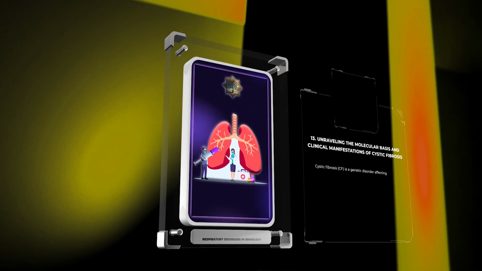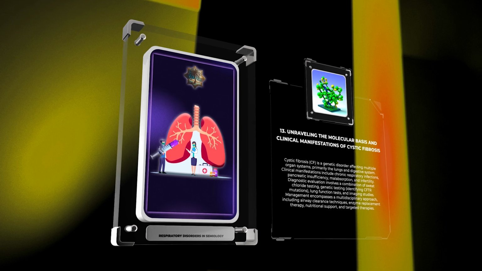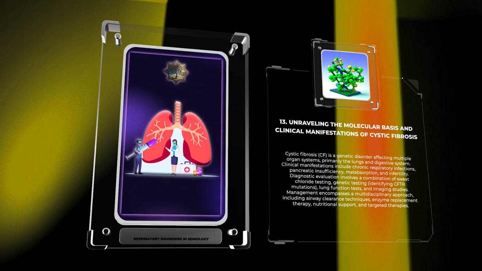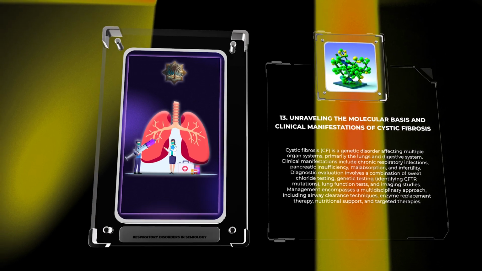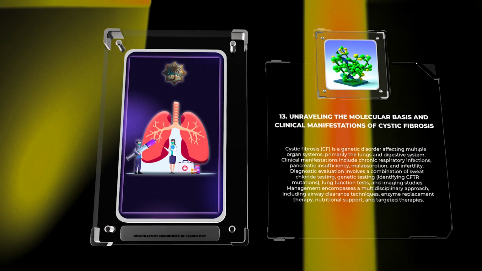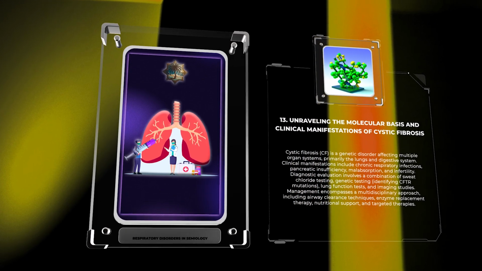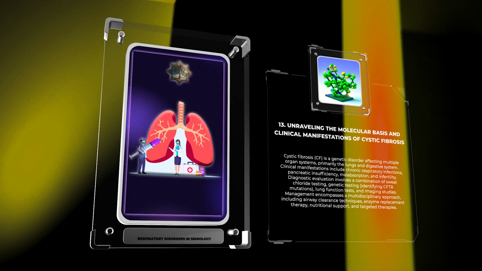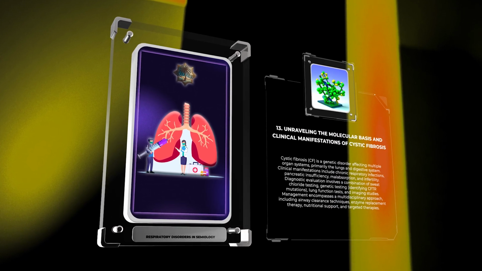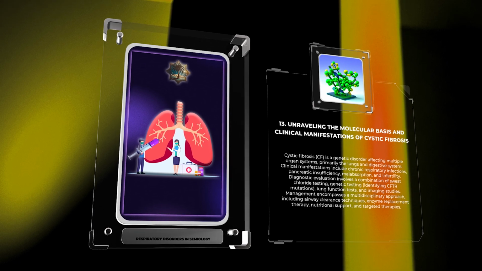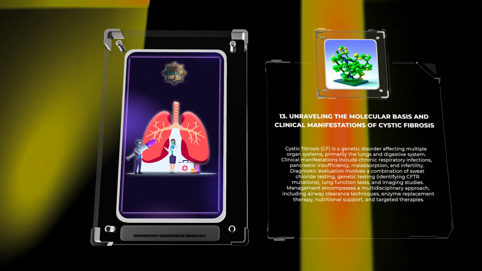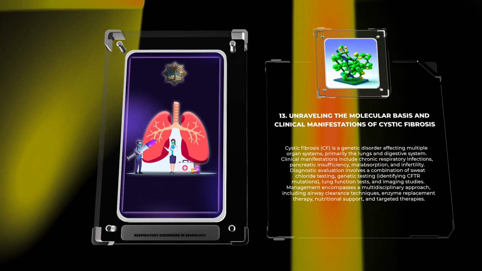Cystic fibrosis, CF, is a genetic disorder affecting multiple organ systems, primarily the lungs and digestive system. Clinical manifestations include chronic respiratory infections, pancreatic insufficiency, malabsorption, and infertility. Diagnostic evaluation involves a combination of sweat chloride testing, genetic testing, identifying CFTR mutations, lung function tests, and imaging studies. Management encompasses a multidisciplinary approach, including airway clearance techniques, enzyme replacement therapy, nutritional support, and targeted therapies.